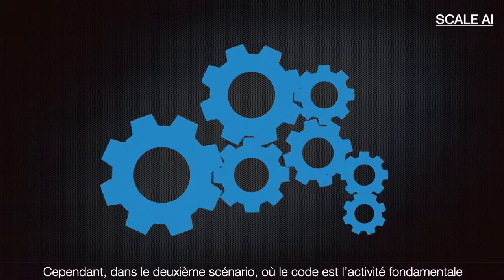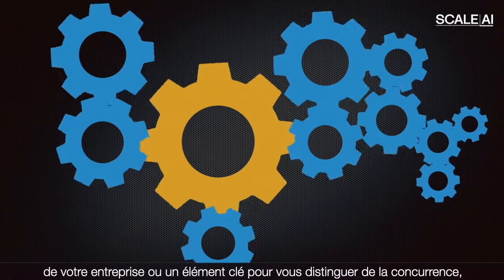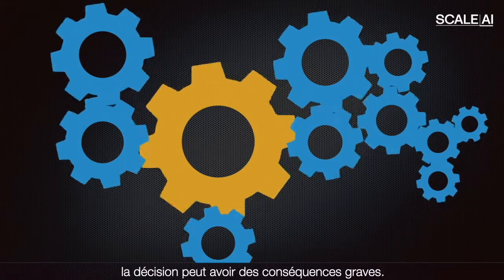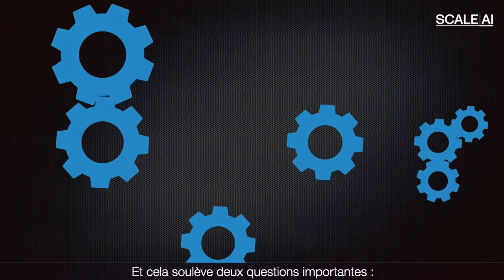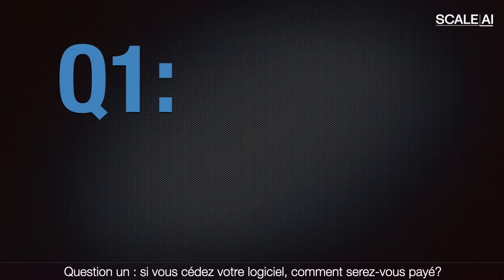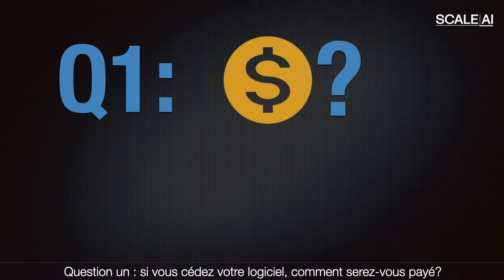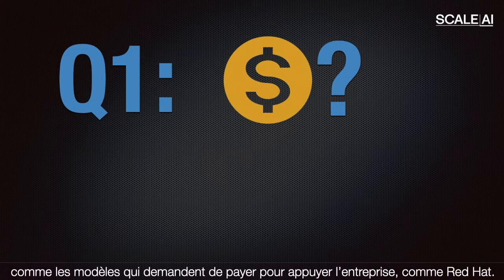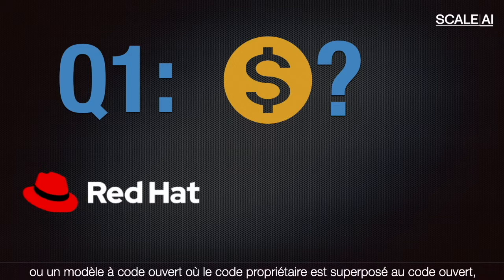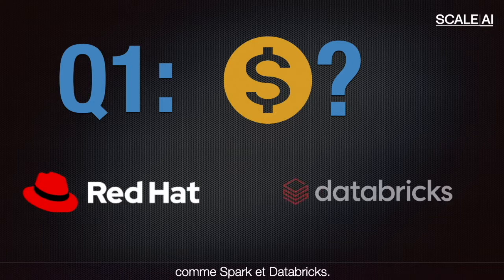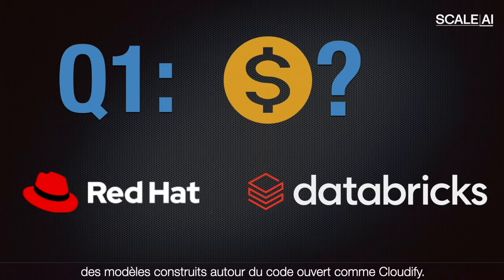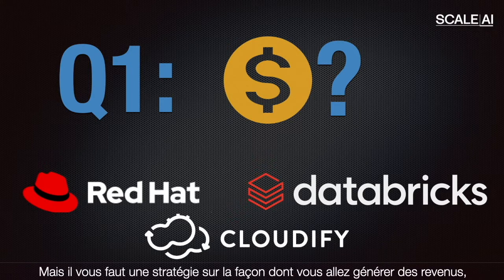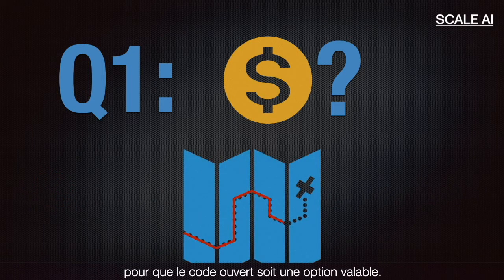But in the second scenario, where the code is core to your business or is a key competitive differentiator, the decision can have serious side effects. And that raises two important questions. The first, if you're giving away your core software, how are you going to get paid? There are business models such as pay for support like Red Hat, or an open core model where the proprietary code is layered on top of the open source like Spark and Databricks. And there's software as a service or SaaS models built around open source like Cloudify. But you need a strategy that makes sense on how you're going to get paid.